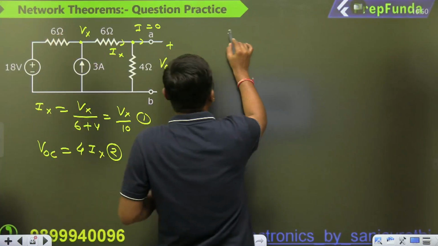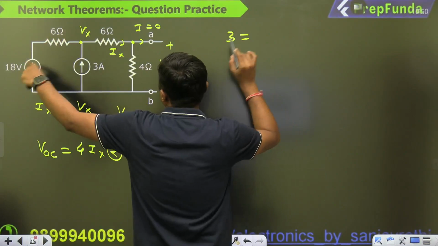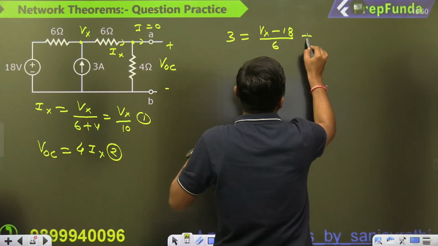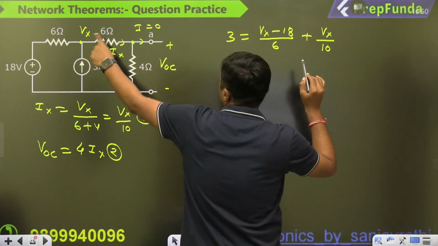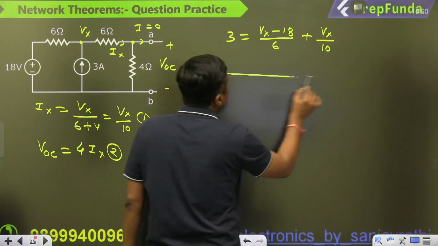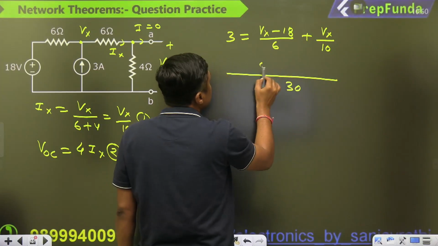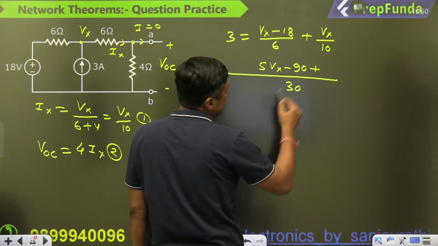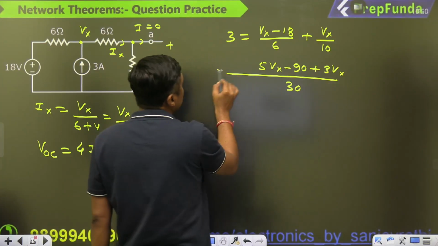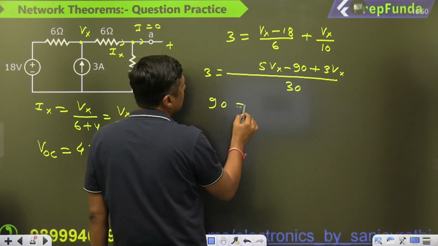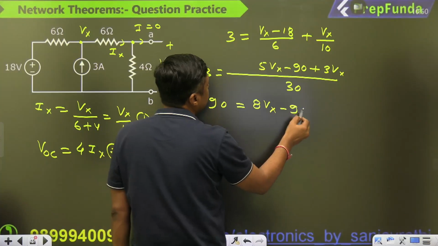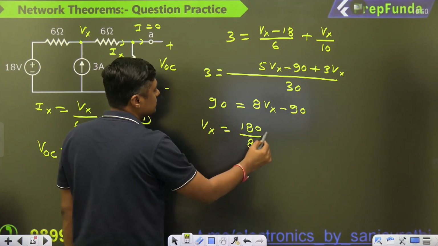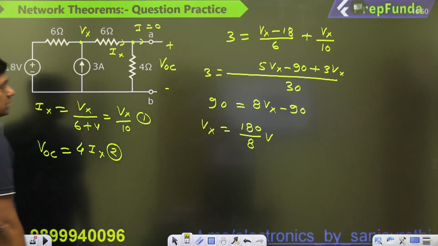So what is the incoming current? 3. What are the outgoing currents? Vx minus 18 by 6, and Vx by 10. This is from this point to this point, total resistance is 10. Now you can choose 30 as the LCM. This will become 5Vx minus 90 plus 3Vx is equal to 90, that is 8Vx minus 90, that will become Vx equal to 180 divided by 8. 180 divided by 8 volt.